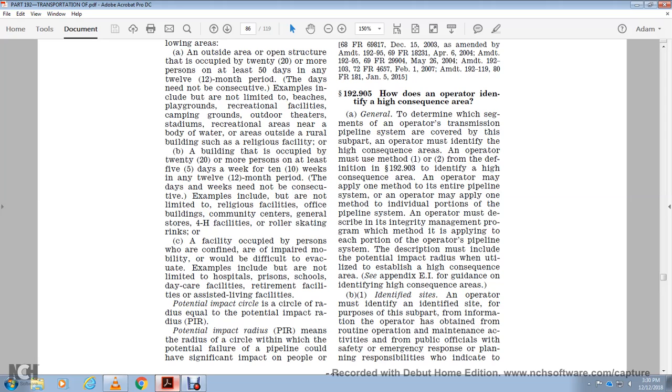192.903. To identify a high consequence area, an operator may apply the method to the entire pipeline system, or an operator may apply one method to an individual portion of the pipeline. Any operator must describe the integrity management program which is developed and applied to each portion or segment of the pipeline. Pipeline safety description includes the potential impact radius utilized to establish the high consequence area. See Appendix E1 for the guidance for identifying the high consequence area.